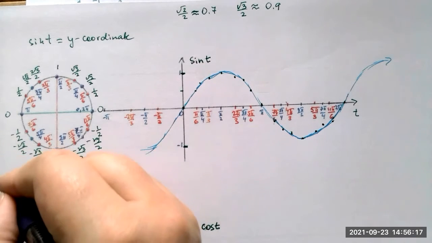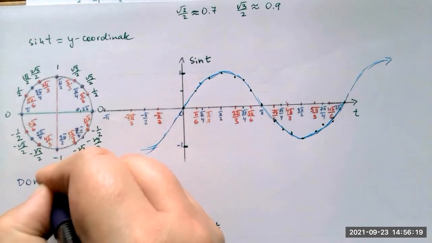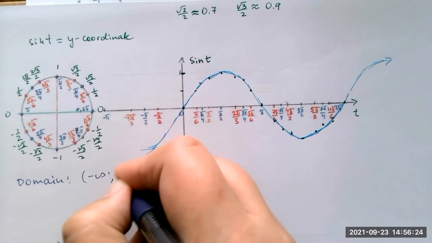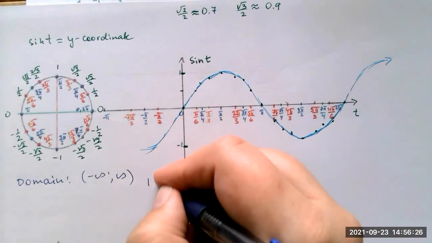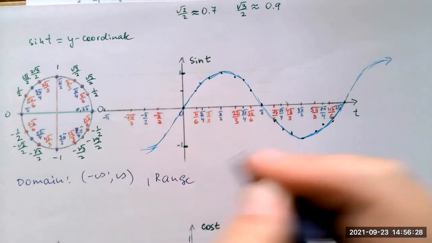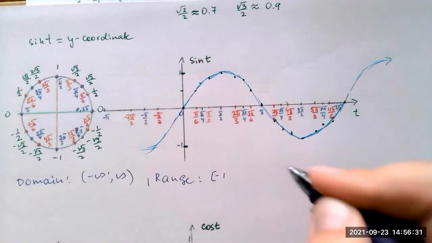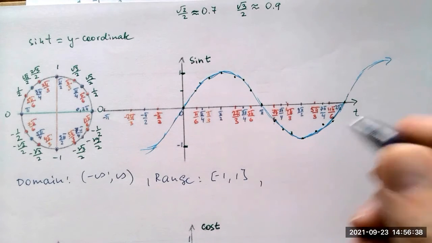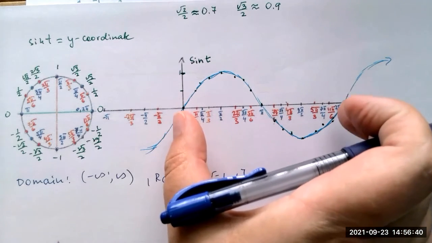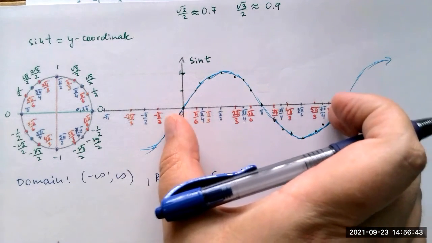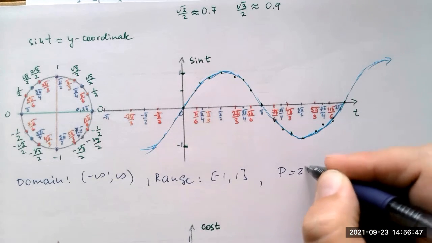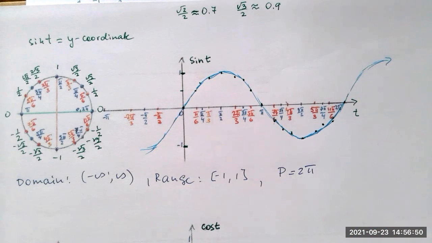So that is why we say that the domain for sine is from negative infinity to infinity. And the range for the sine function is from -1 to +1. And the period, meaning this basic interval that's repeated, is 2 pi. And that's for our basic sine function.